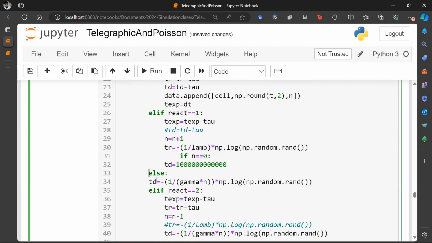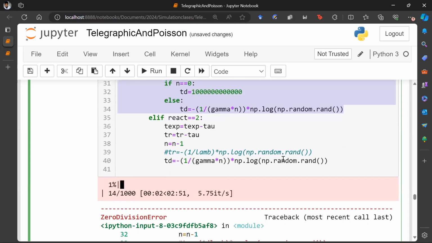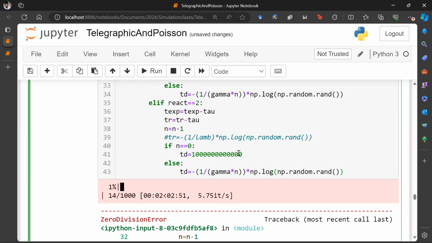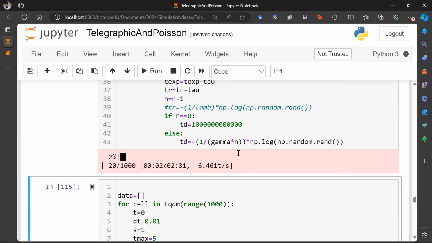Remember, Python uses indentation. So for using the if, inside the if is everything that has this indentation. I'm using the tab key here. And I do the same here. Let's see. Okay, this should work.